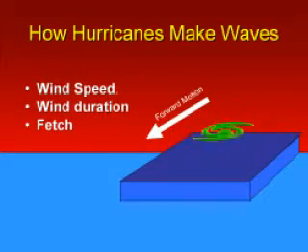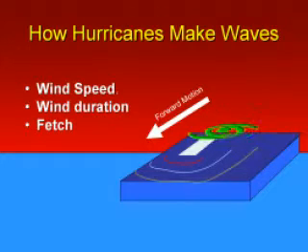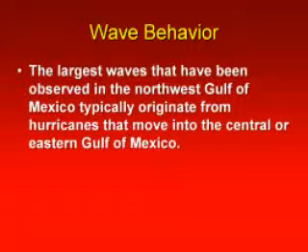How hurricanes make waves. Hurricane-generated waves are dependent on wind speed, wind duration, and wind fetch. Assuming a forward motion, the wind fetch is identified as this area in the right front quadrant of a hurricane. The waves then propagate away from this area in this fashion. The largest waves that have been observed along the Texas coast typically originate from hurricanes that move into the central or eastern Gulf of Mexico.